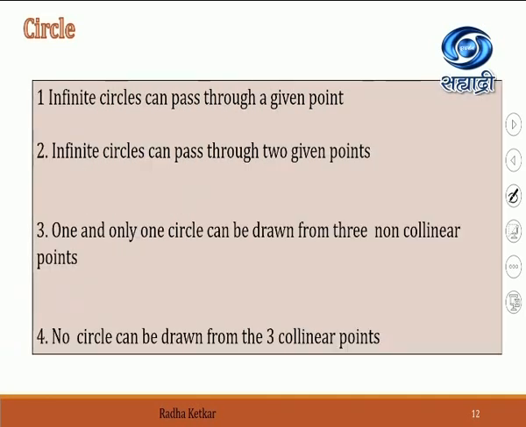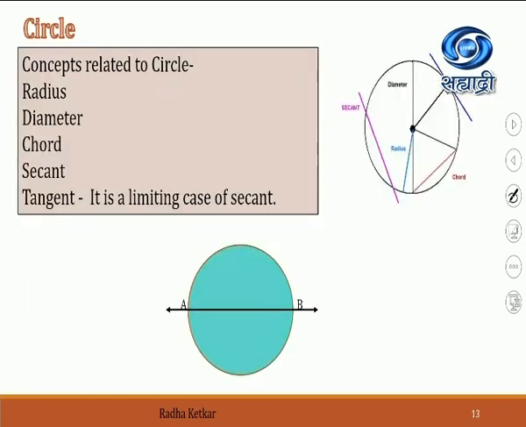To summarize what we have learned, infinite circles can be drawn through a given point. Infinite circles can pass through two given points. One and only one circle can be drawn from three non-collinear points. And fourth, no circle can be drawn from three collinear points. What are the different concepts related to circle? Few of them we have already learned, few we are going to learn now.